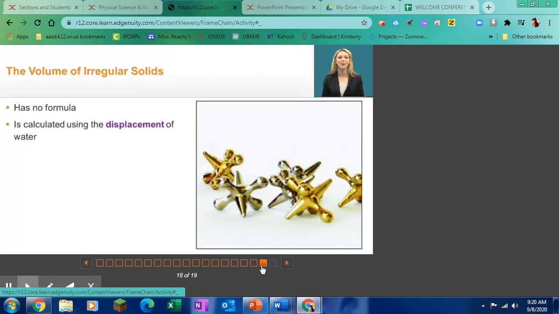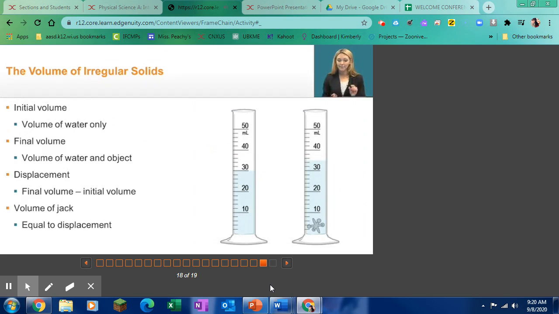Some objects are irregularly shaped, and in order to find the volume, there are no formulas that we can use. So no formula for an irregular solid. Instead, the way that we calculate it is to use displacement, which is just moving something from its original position. In this case, we'll use water, and the water that the object displaces will tell us how much volume there is to that object. So let's take a look at our little jack.